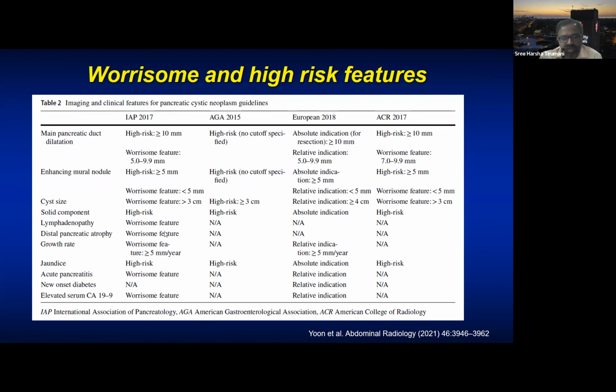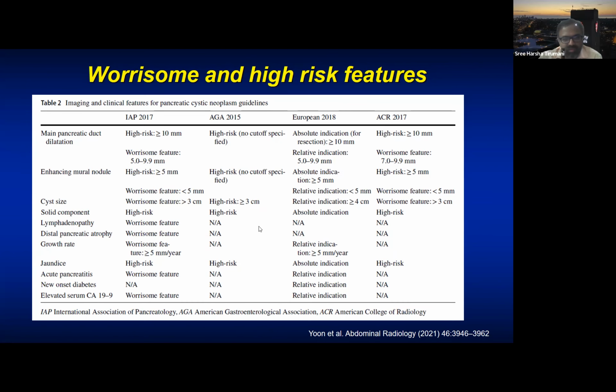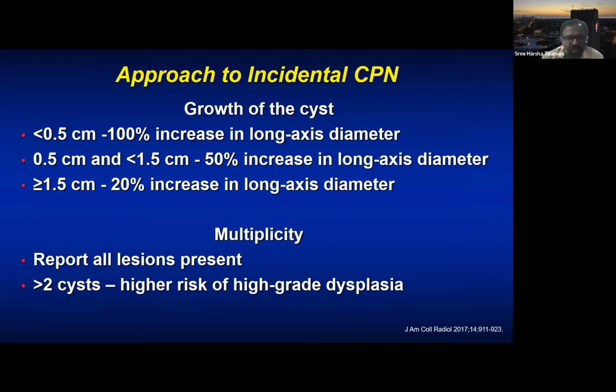there are several other criteria which we try to look at and summarize in these different guidelines. And it's very exhaustive. And I think at any institution, we had to probably pick which guideline we want to follow or come up with our own guideline based on this, which is what we did. So the other things which we keep in mind about the incidental pancreatic cysts are growth.